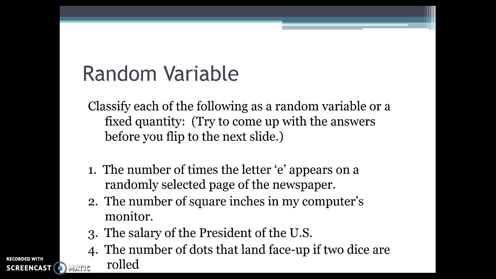So take a minute, if you would, pause the video and see if you can decide whether each one of these is a random variable or a fixed quantity.